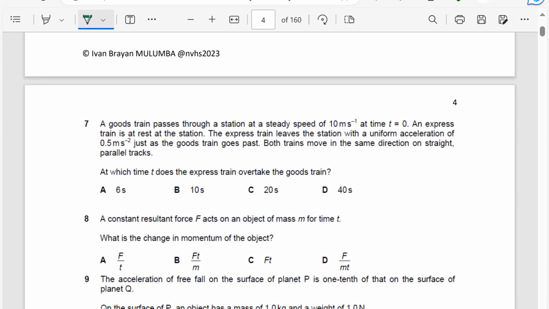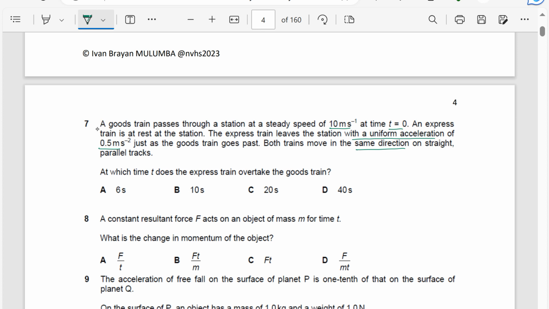A goods train passes through a station at a steady speed of 10 meters per second at time t equals 0. An express train is at rest at the station. The express train leaves the station with a uniform acceleration. When it is uniform acceleration, of course, the equations of motion can apply. Of about 0.5 meters per second squared, just as the goods train goes past. Both trains move in the same direction on a straight parallel track, so the equations of motion can apply.